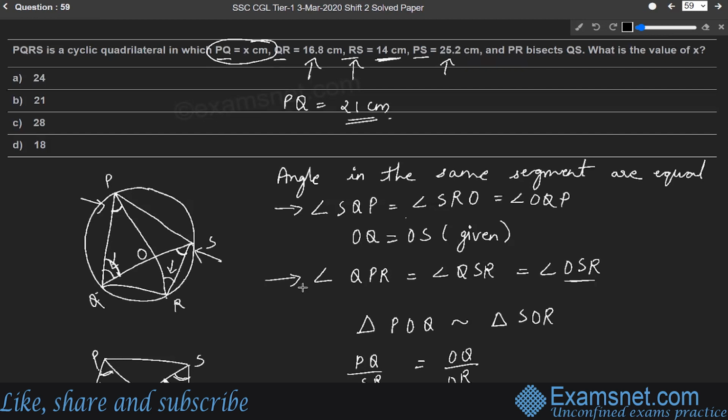And in this question, we were asked to find the value of x only. So what is the value of x? The value of x is 21. Therefore, the correct option is option B here.